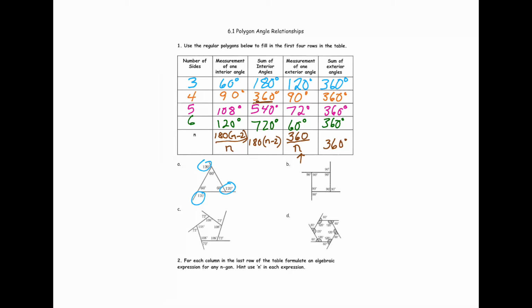All right, so once again, all of these formulas are on your formula sheet, so you don't have to memorize them, but that's where they come from. So let's look at question number 2 here. For each column in the last row of the table, formulate an algebraic expression for any n-gon. Hint, use n in each expression. Okay, cool. We actually already did that.